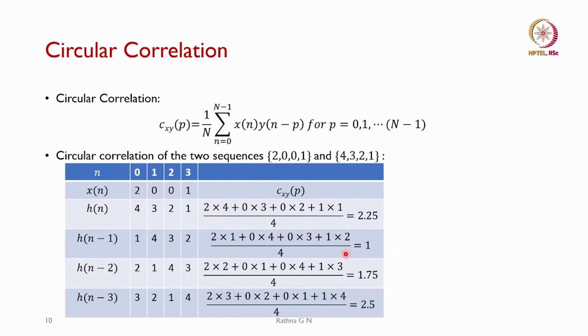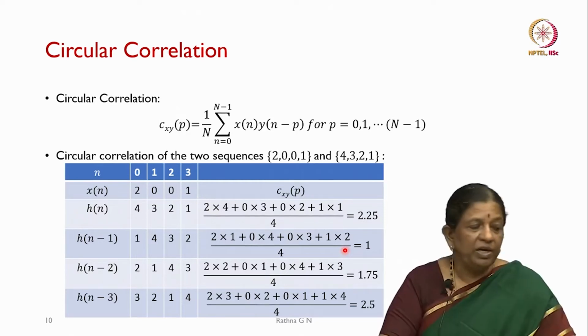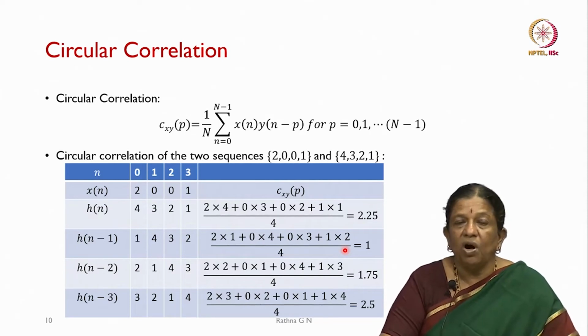Fine. Now, just like linear correlation and linear convolution, we have circular correlation, equivalent to circular convolution. How are we going to write circular correlation in this case? We call it Cxy of p, which is nothing but 1 by N, sum over n varying between 0 to N minus 1, x of n into y of n minus p. In this case p will also be varying between 0 to N minus 1.